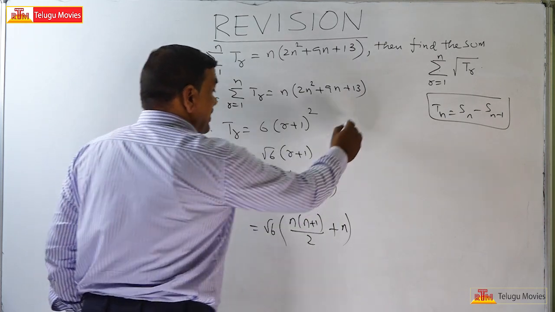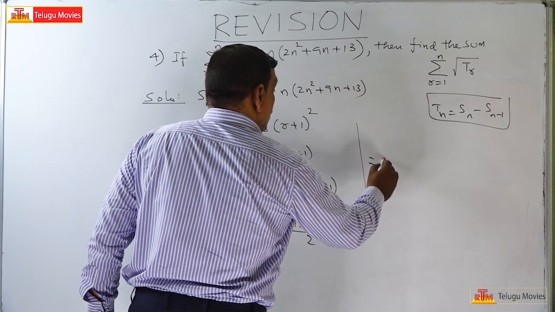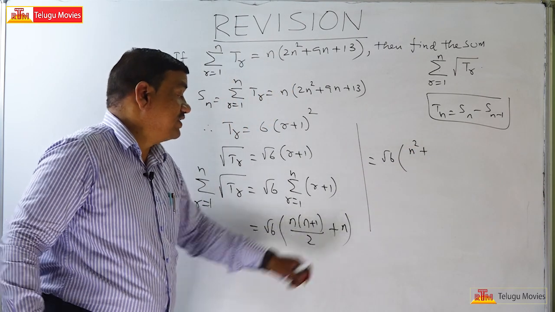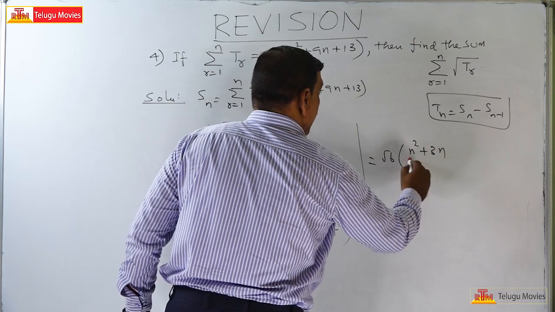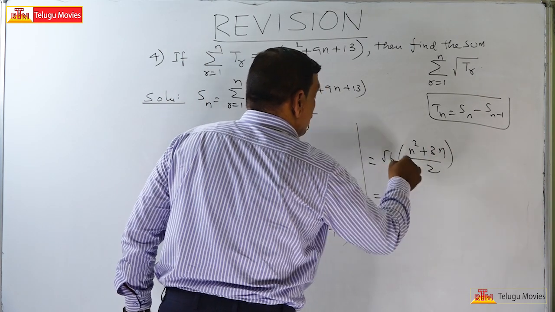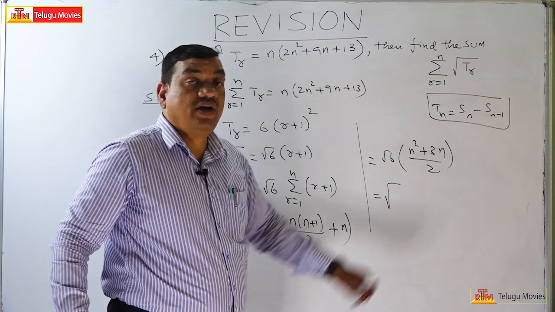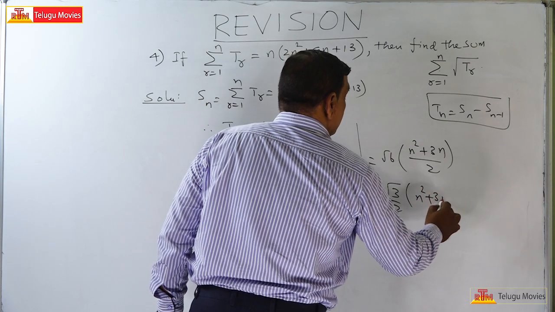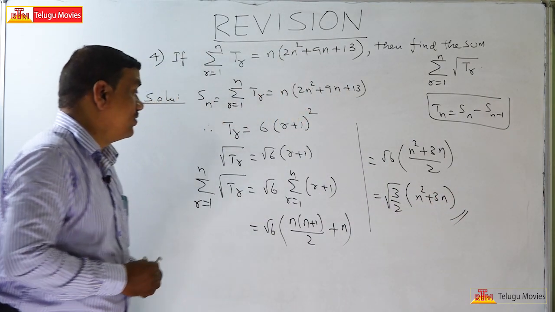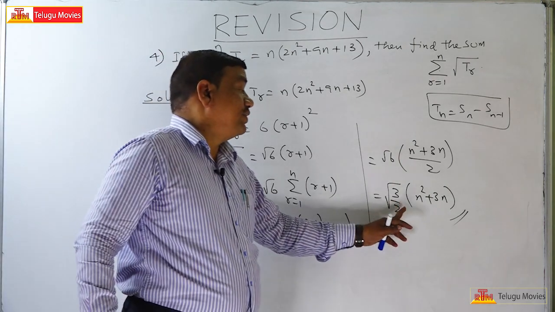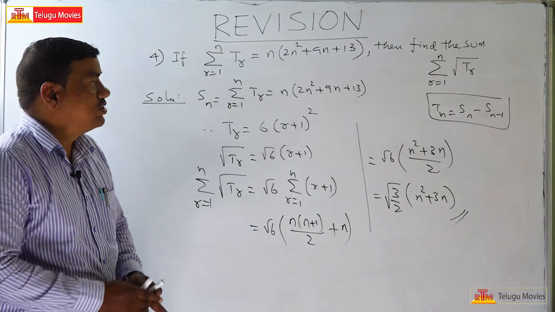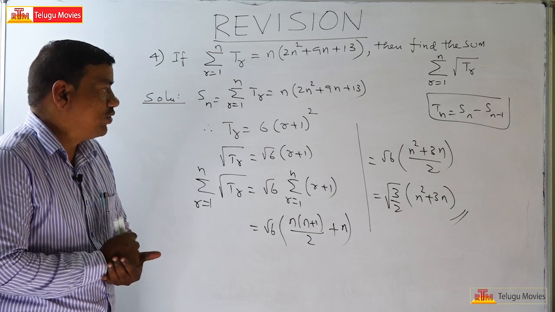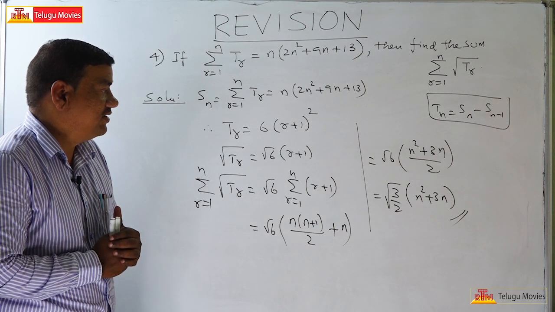So almost the simplification is over. So this is equal to root 6 into n square plus n plus 2n, all over 2. So this is equal to 3n by 2. Otherwise this is root of 6 by 4, 6 by 4, root of 6 by 4, into n square plus 3n. So this is your answer. So root of TR is equal to root of 3 by 2 into n square plus 3n. Okay, so this type of problems may be asked in the examinations. I hope that you understand this solution.